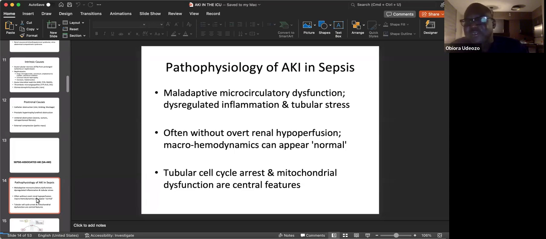You have microcirculatory dysfunction, there's inflammation at the cellular level. Even when blood pressure is normal, they've done studies in large mammals and even humans. When they did it in rats, they found out that yes, renal blood flow dropped. When they did studies in humans and larger mammals, they found out that renal blood flow was actually preserved. So what else was going on? This is where they found out that there was a problem right at the mitochondrial level, dysfunction, cell cycle arrest.